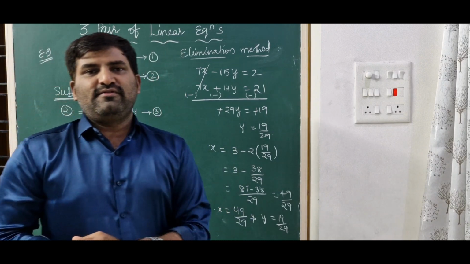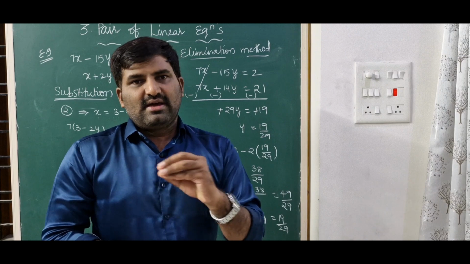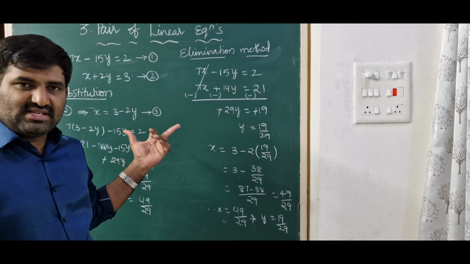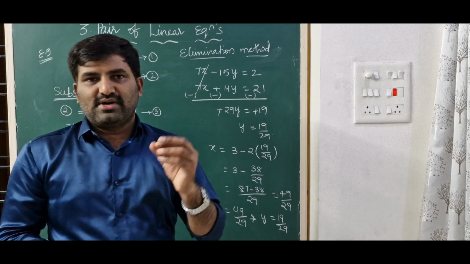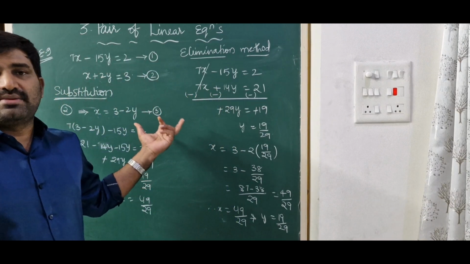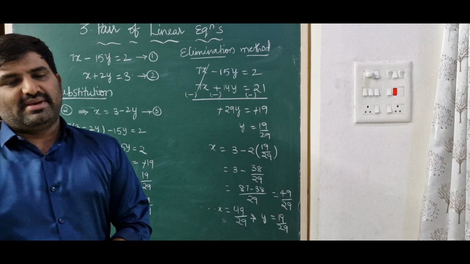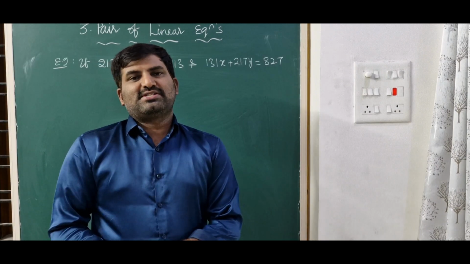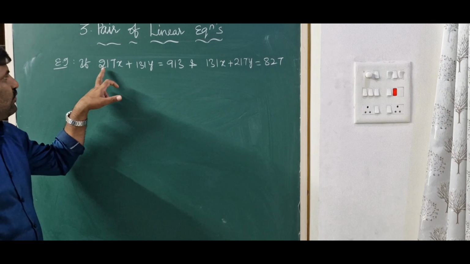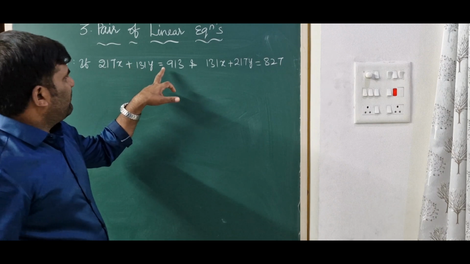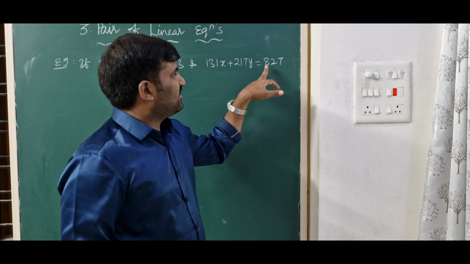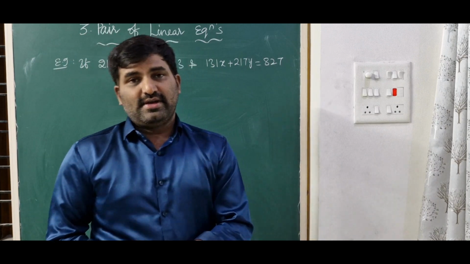Now I will give you one more important question which you repeatedly get in the exam. First you can learn this one, and after practicing this, only then can you go for the next example, because if you want to solve the next example you need to learn what the substitution method and the elimination method are. One more most repeated question in the exam from this chapter is: if 217x plus 131y is equal to 913 and 131x plus 217y is equal to 827, then find the value of x.